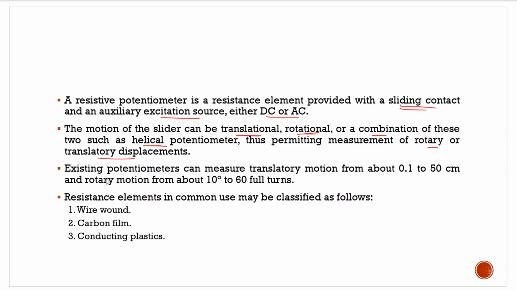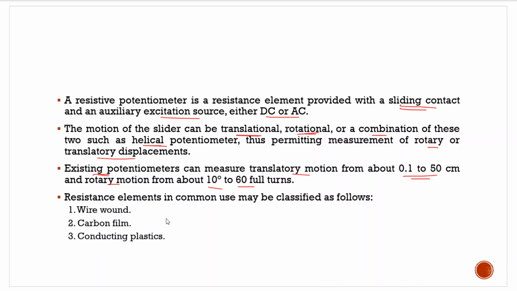ठीक है. So जो हमारे पास existing potentiometers हैं, they can measure a translatory motion of this range 0.1 to 50 centimeters or a rotatory motion of 10 degrees to 60 full turns, not 60 degrees. It can make 60 times full turns, that means 60 into 360 degrees.